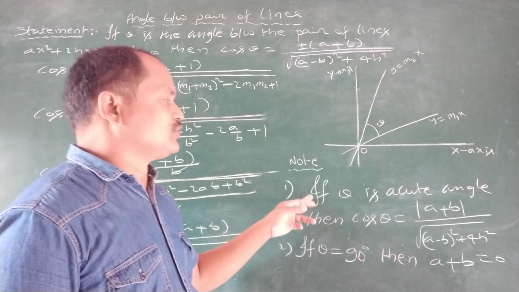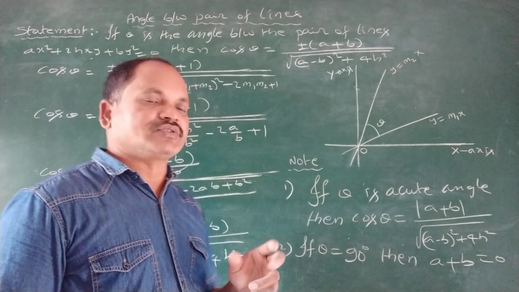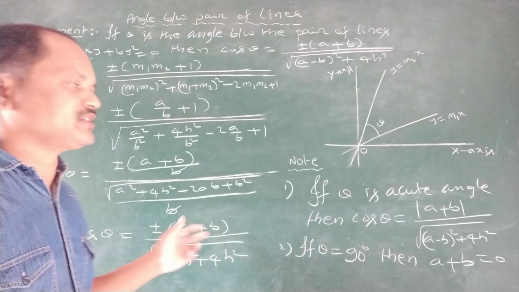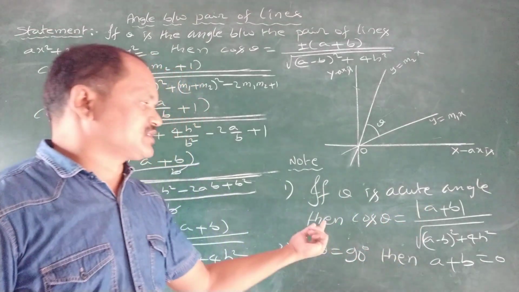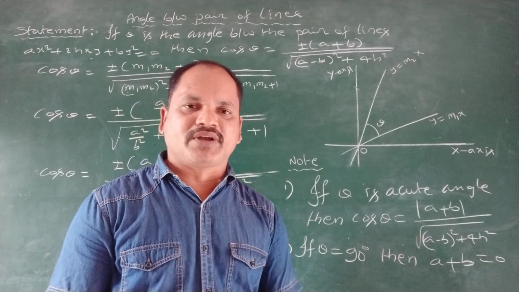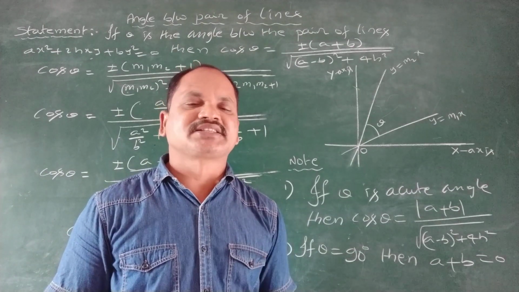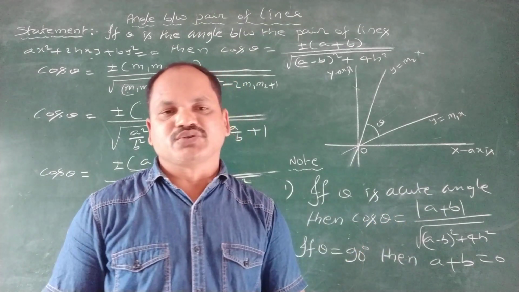So note this: if theta is acute, then we have to take positive. Positive means keep it in mod. That's why cos theta is equal to mod (a plus b) by root of (a minus b) whole square plus 4h square represents theta is an acute angle.